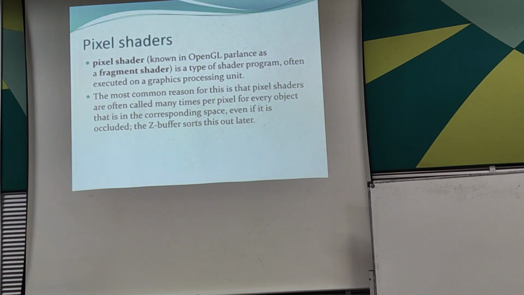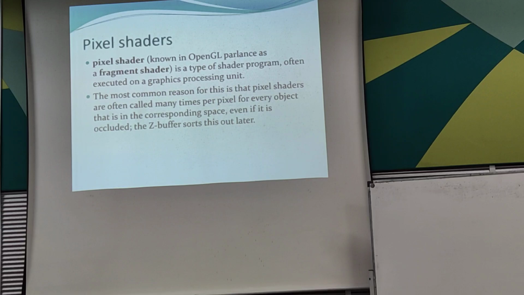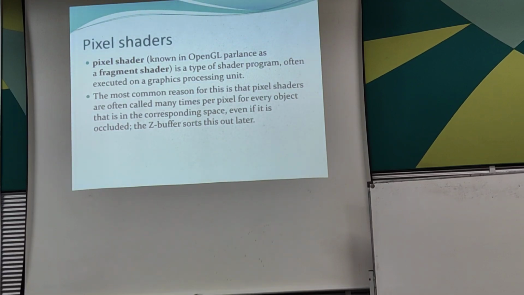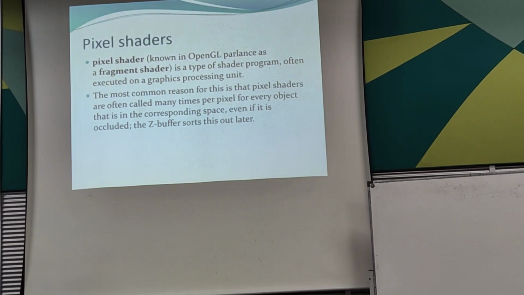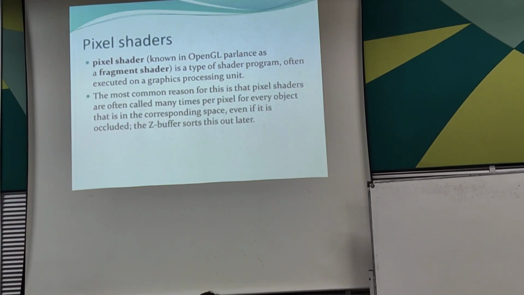So the most common reason that we use the pixel shader is that it will be called many times, for each pixel, for every object. And every object will also be tested on the Z buffer. So if a pixel is already occluded, meaning the hidden surface is removed, then we don't need to do the shading part for those pixels. Occluded means hidden surface removal. Those pixels are already removed, so no need to do the shading calculations. Only count the ones that will be rendered on the screen.